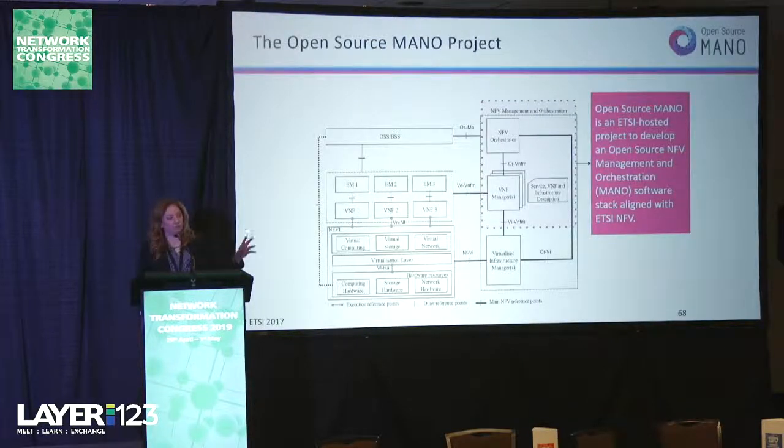So I think we're all familiar with this slide. The pink box describes the scope of what OSM really encapsulates. When we look at the ETSI diagram of the whole NFV ecosystem and all the architecture there, OSM really fulfills the requirement of what's covered in the pink box there.